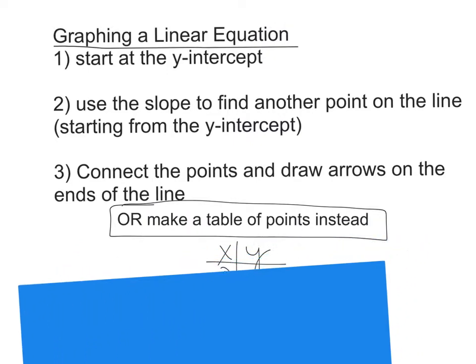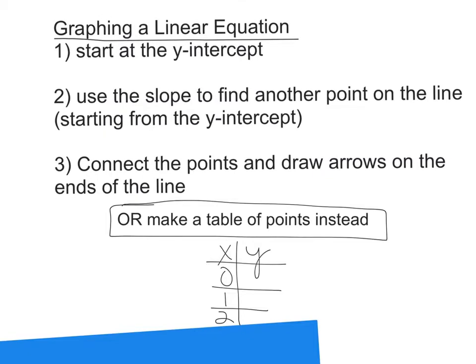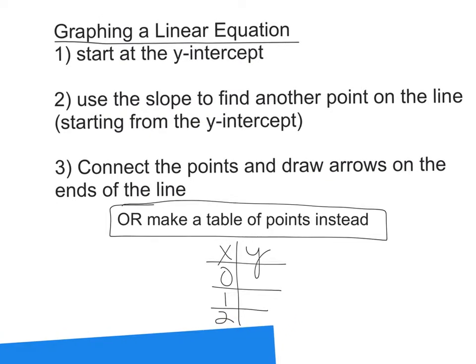We do have another option if you'd rather. If you don't like that method, another option is to make a table of points. What you're doing is putting different x values in and then seeing what y values you get. First of all, I'd recommend using 3 x values, because any two points, whether they're right or not, are going to make a line. If I can get 3 points to line up, that's a better indication that I've probably got a good equation. So 3 x values, then substitute into your equation, and see what you get for y.